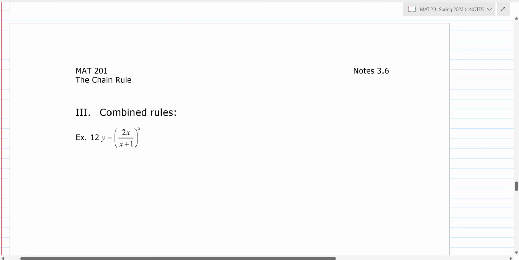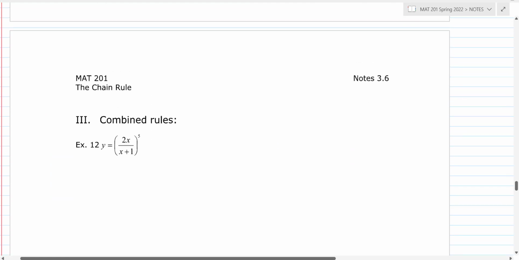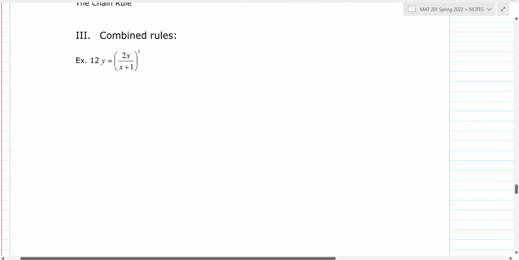Okay, I'll move to the next page, and I'm going to do some of these that have combined rules to it. And again, when you're doing the chain rule, think of what the big function is. Okay, think the big Russian doll is something to the 5th power. So you're going to do the derivative rule for a power rule, really. You're going to bring the 5 down, subtract 1 from the exponent, but then you're going to multiply by the derivative of what's inside. So the function inside is 2x over x plus 1, which has to be differentiated with a quotient rule.